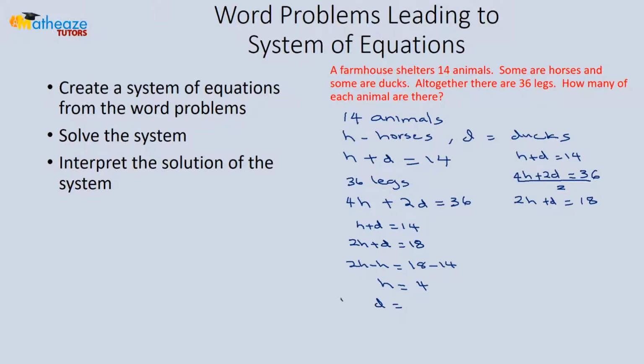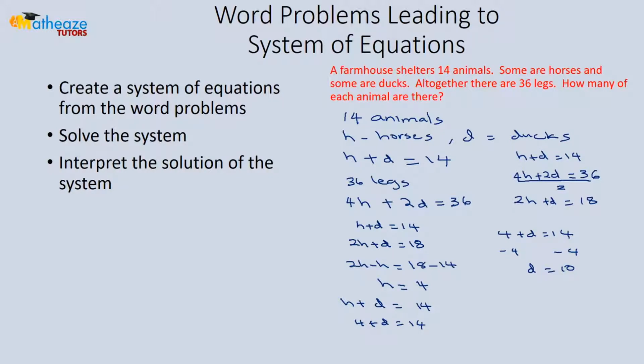And then D equal to, well, let's say H plus D equal to 14, 4 plus D equal to 14. So we'll subtract 4 here, subtract 4 here. So D equal to 10.